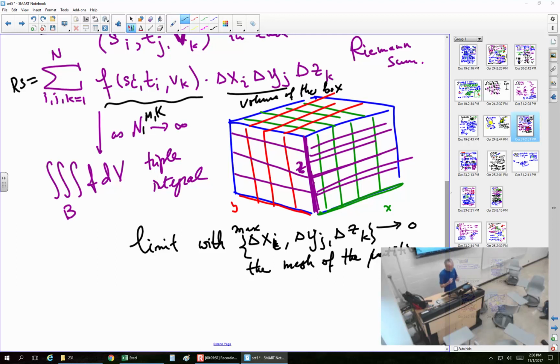Okay, and then the limit, if it exists, gives you what we call the triple integral over b. The limit is denoted by the triple integral, though the extra integral signs are often omitted. And if that limit exists, the function is called integrable over this box b, and it's supposed to give you the mass of the material, where f gives you the density.